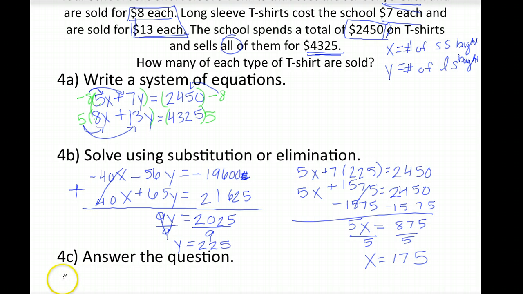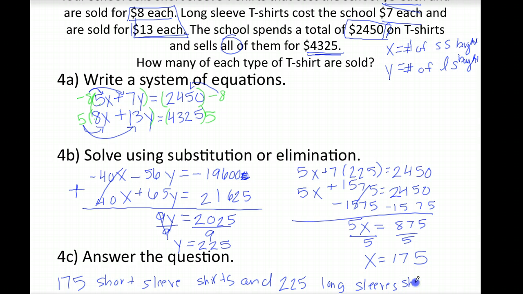So our answer to this particular problem: the school sells, and once again x is the number of short sleeve, 175 short sleeve shirts, and y is the number of long sleeve, and 225 long sleeve shirts are sold. And that is the answer to that problem. We are done.